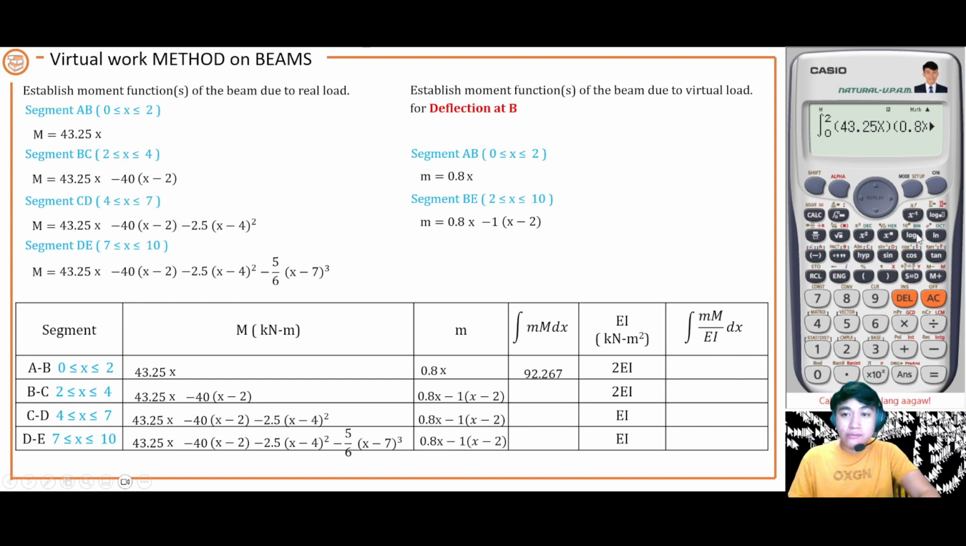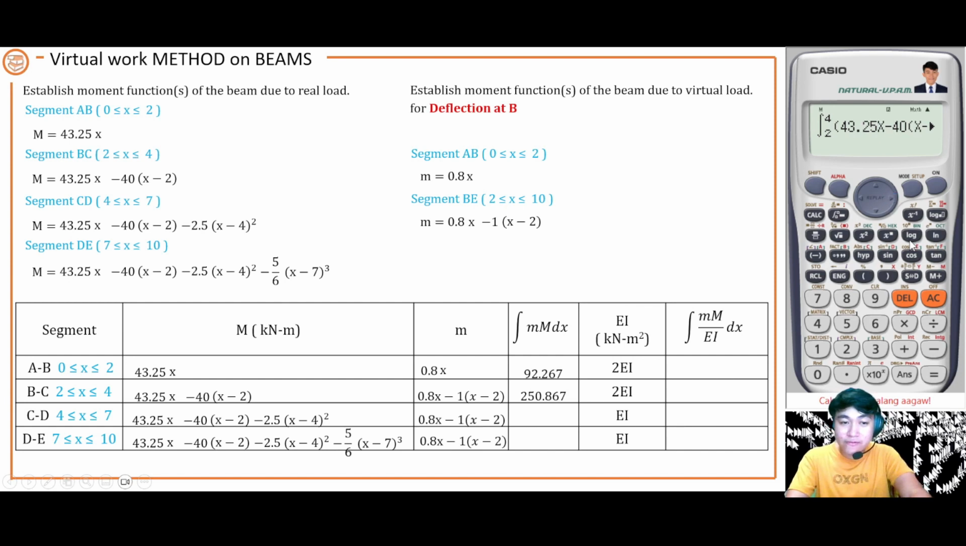Next is the second segment, segment BC: 43.25 minus 40 times x minus 2, and then multiply by 0.8x. Okay, this is times minus x minus 2. The limits will be from 2 to 4. Okay, the answer is 250.867.